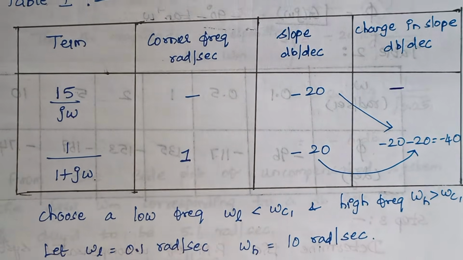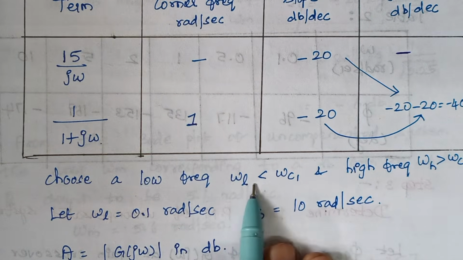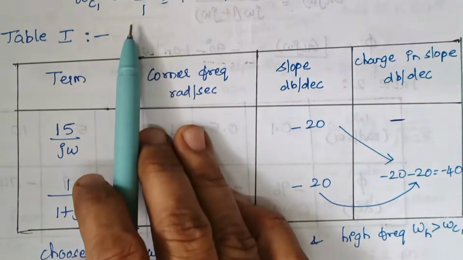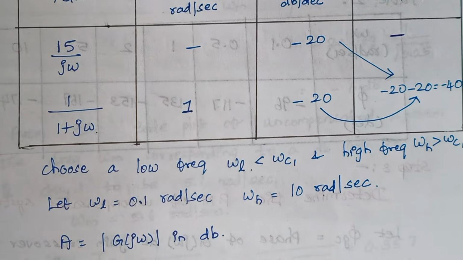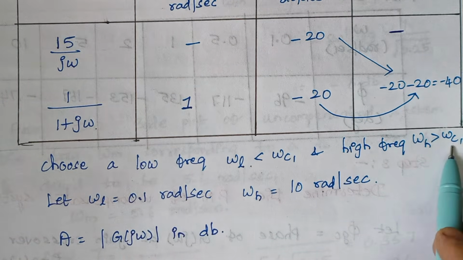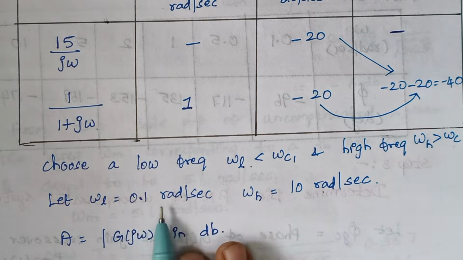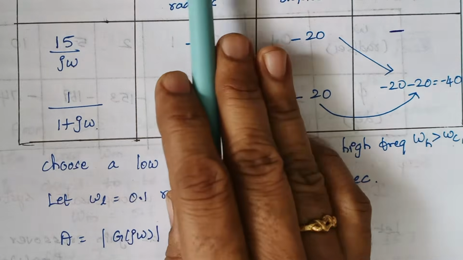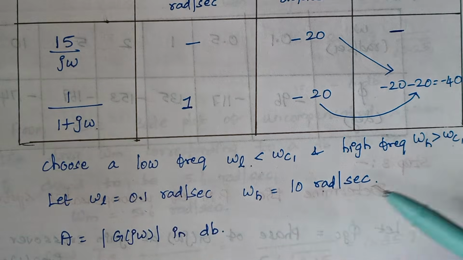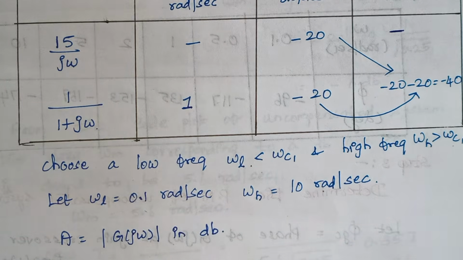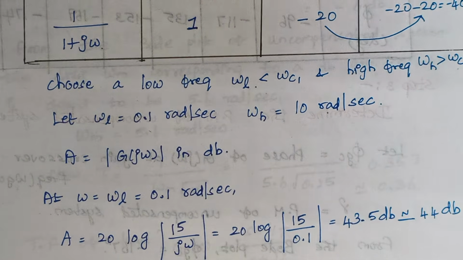And the next step is we have to choose 2 values of frequencies such that one value should be less than omega c1. This is our omega c1, right? One value should be less than omega c1 and another one should be greater than omega c1. So select the values accordingly. Here omega L is 0.1 radian per second, right? Because we are having 1, you can even take 0.5, okay? And omega h is 10, you can even take 50 or 100, okay? And next we are going to calculate the magnitude for all these omega values.